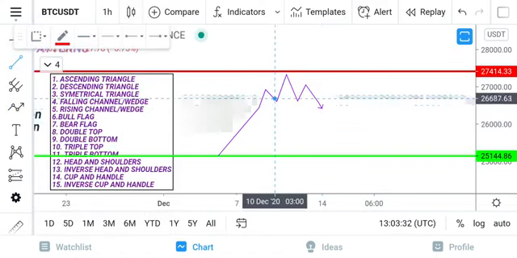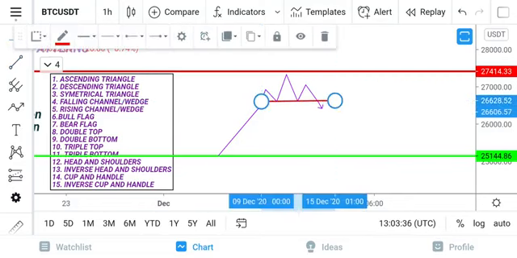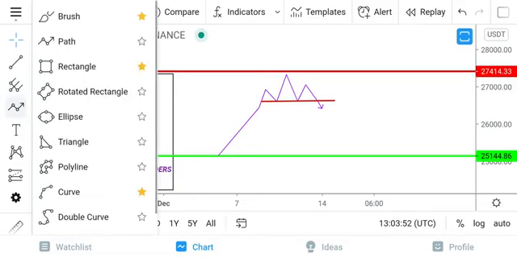For the head and shoulder chart pattern, here is the neckline. Here is the left shoulder. Here is the head, and here is the right shoulder. It is a bearish reversal chart pattern, which indicates that the trend is going to come to an end and move to a downtrend.